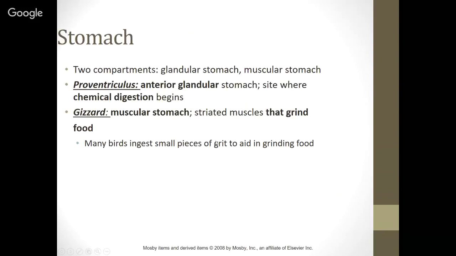The stomach has 2 compartments beyond the crop. We have the glandular stomach, which is the proventriculus, and the muscular stomach, which is the gizzard. The proventriculus is called the anterior glandular stomach, and it's the site where chemical digestion begins. The gizzard or muscular stomach has striated muscles that grind food, so kind of like skeletal muscles, not exactly smooth muscles. Many birds ingest small pieces of grit that land in the gizzard, and they help to aid in grinding the food.